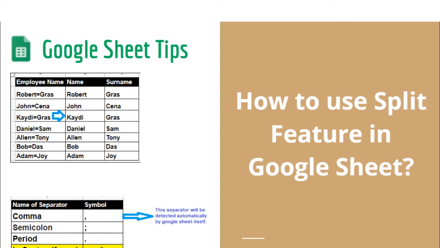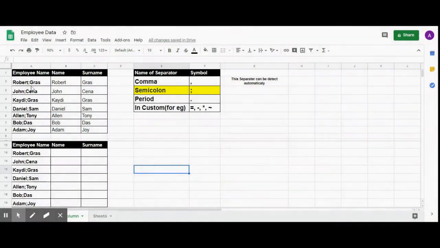In this tutorial we will learn how to use split feature in Google Sheet or Excel. In this example, you can see we have first name and last name separated by semicolon in column A. Let's split this data in two separate columns, first name and last name.